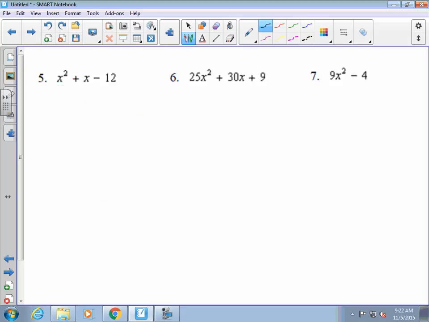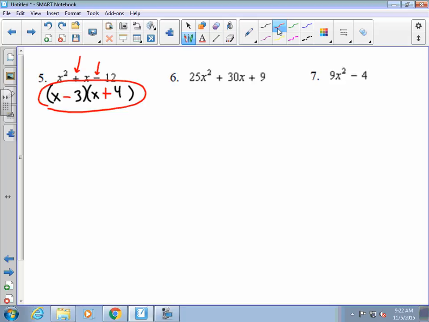Number 5, x squared plus x minus 12. We're trying to get to the number 1 in the middle. So you have to have two numbers that are right next to each other where we can subtract them. 12's factors are 1 and 12, 2 and 6, and 3 and 4. 3 and 4 are right next to each other. When we subtract those, we'll get a positive 1 value. That tells us that the numbers are different, which means we're subtracting them, and the bigger value is plus. So plus 4 minus 3.